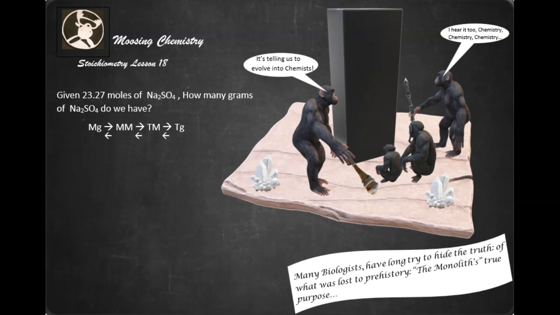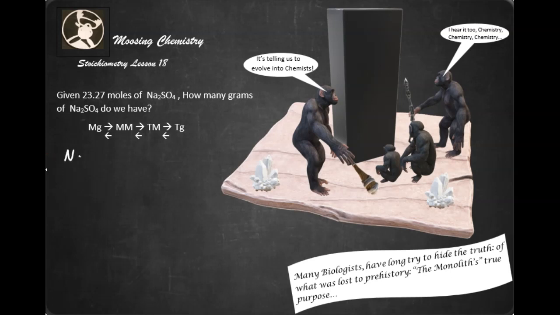Given 23.27 moles of Na2SO4, which is called sodium sulfate, how many grams of Na2SO4, sodium sulfate, do we have? Unlike our last lesson, Stoichiometry Lesson number 17, where we were going from grams to moles, in this case we're going to go from moles to grams. So we're going the reverse operation this time. But like lesson number 17, we still have to figure out the molar mass of sodium sulfate. So let's go ahead and do that.